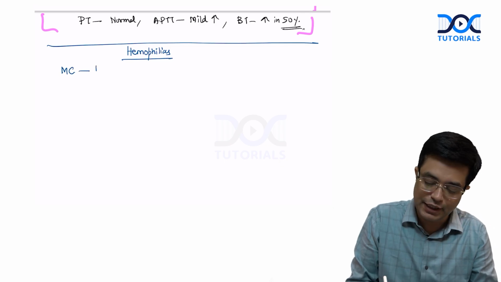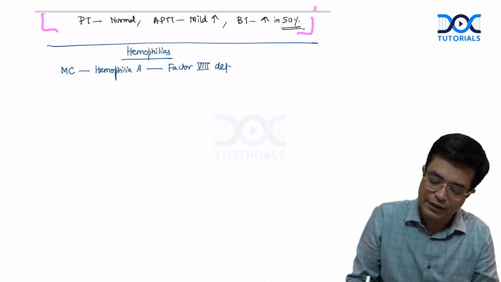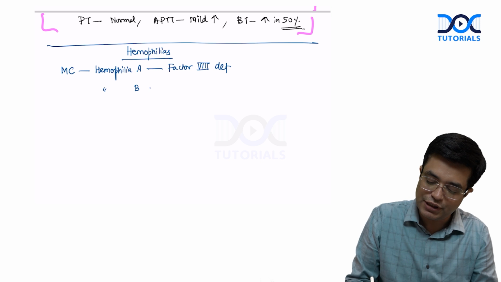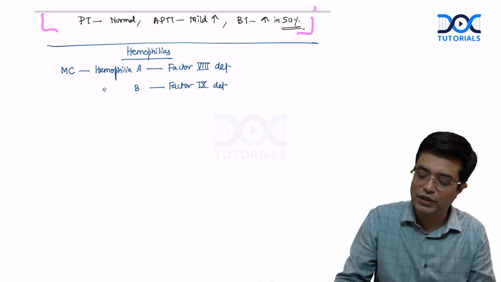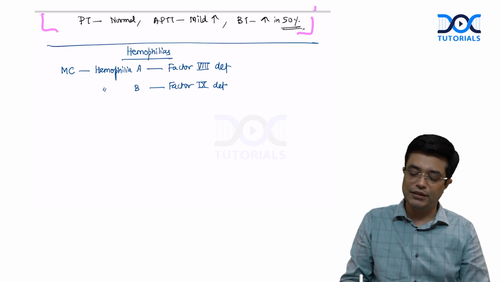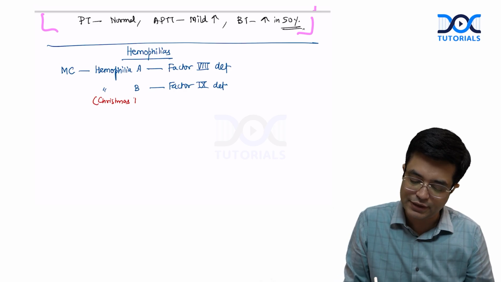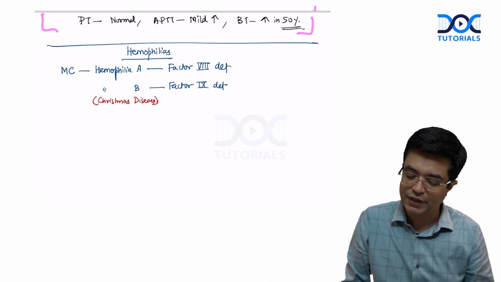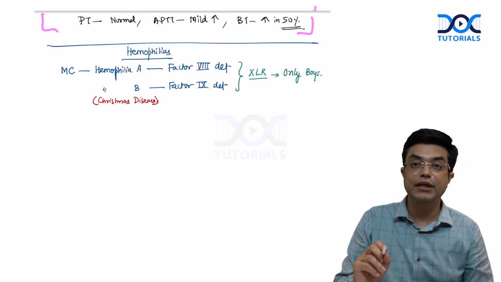Most common is Hemophilia A, which occurs due to factor 8 deficiency. Second variety is Hemophilia B, which occurs due to factor 9 deficiency. Factor 9 is also known as Christmas factor, so this disease is also known as Christmas disease. So which disease is known as Christmas disease? It is Hemophilia B. Both factor 8 and factor 9 deficiencies are X-linked recessive, and so only boys are affected. Men are affected, girls are only carriers.